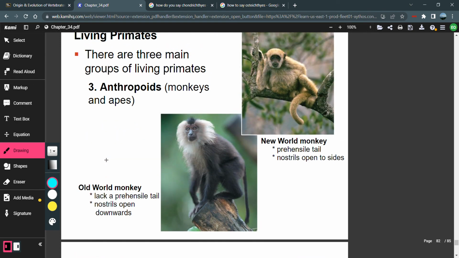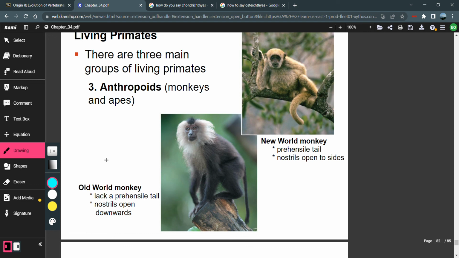The difference between a New World monkey and an Old World monkey is that Old World monkeys lack a prehensile tail, meaning their tail doesn't grasp, and their nostrils open downwards. New World monkeys have a prehensile tail, and their nostrils open to the sides. New World monkeys are found in South America, and Old World monkeys are found in Africa.